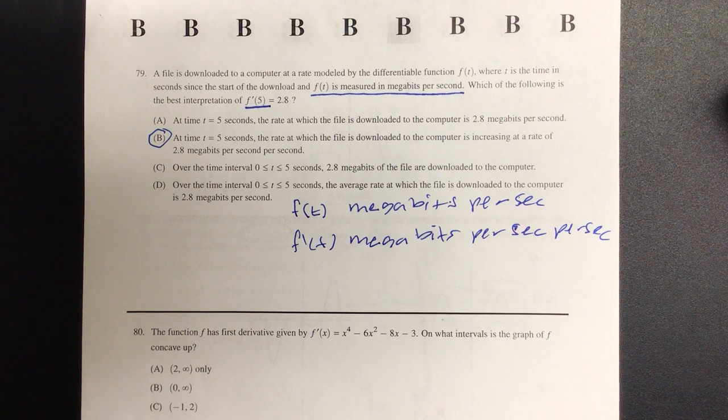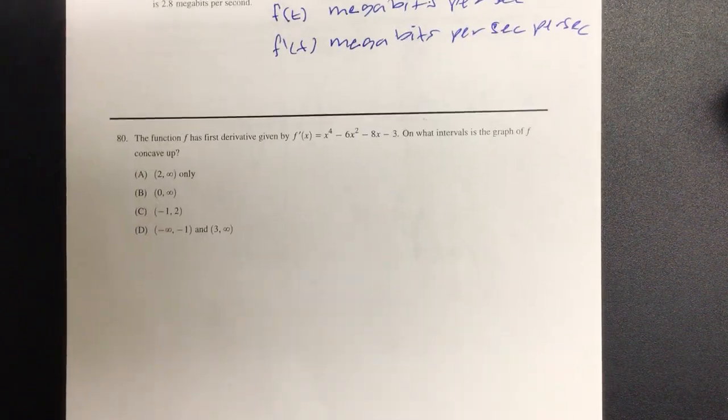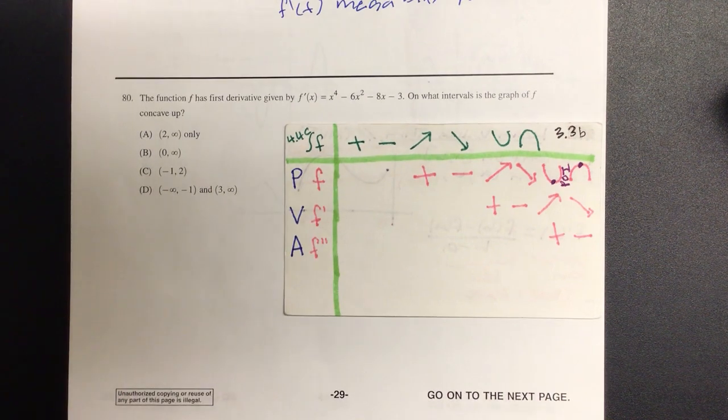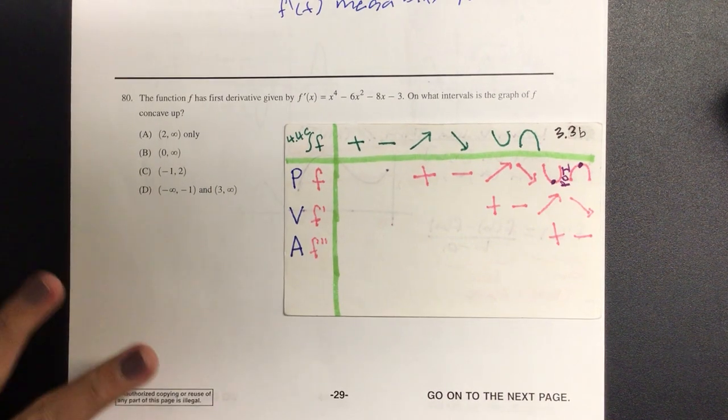And then our last one, number 80. Marissa, let's read. The function f has first derivative given by f prime of x equals x to the fourth minus 6x squared minus 8x minus 3. On what intervals is the graph of f concave up?